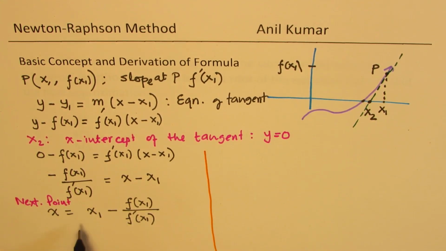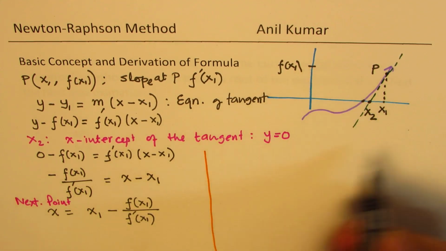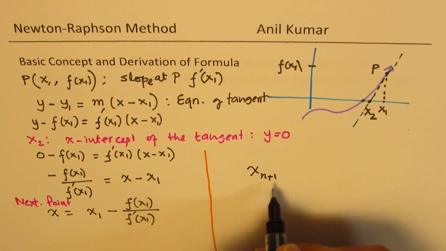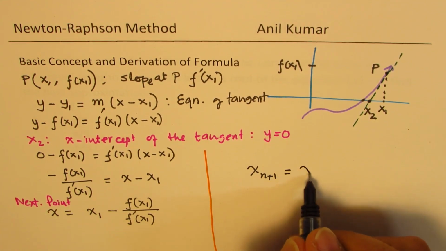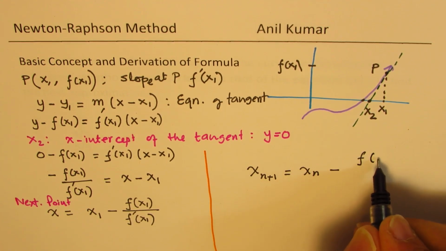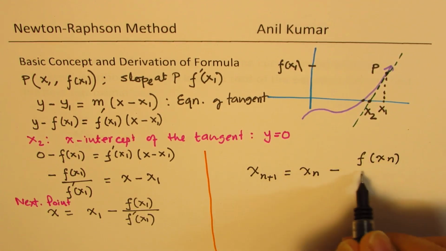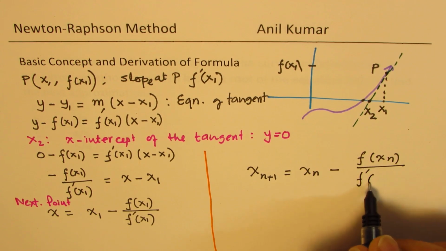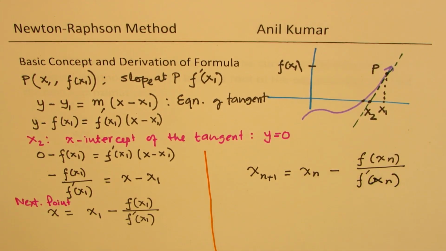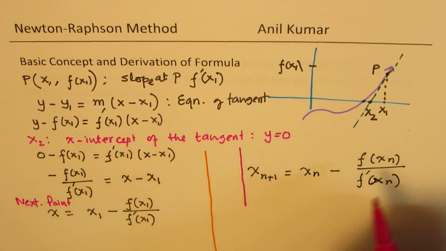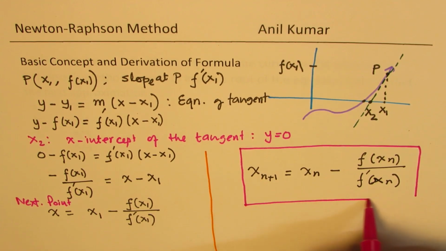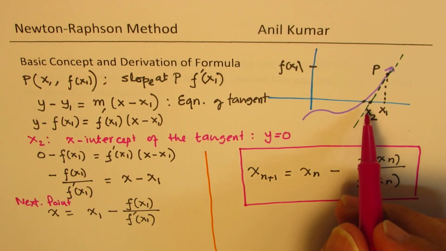So from here, we can actually get a general formula. We can repeat this process. So the general formula is that the next point, xn plus 1, is the nth point minus the ratio of the value of the function divided by its derivative at xn. Clear?